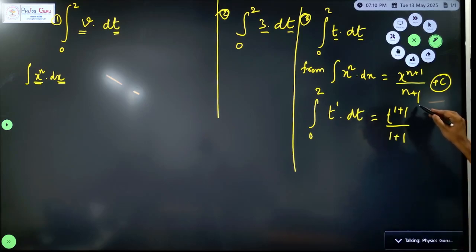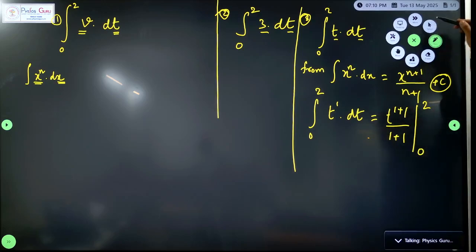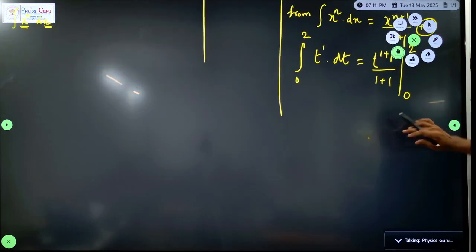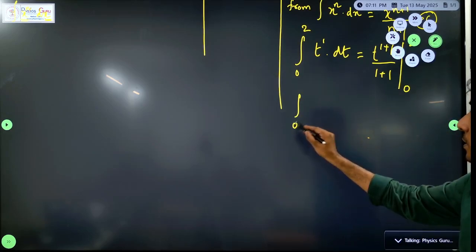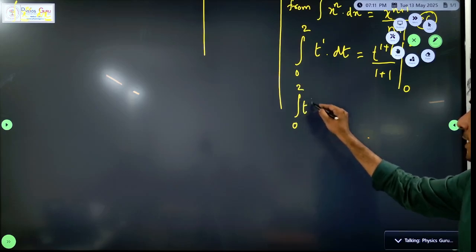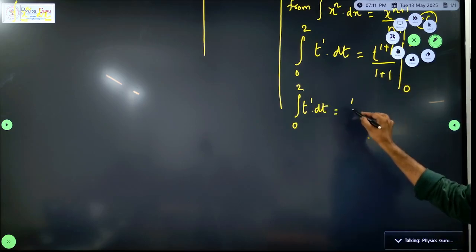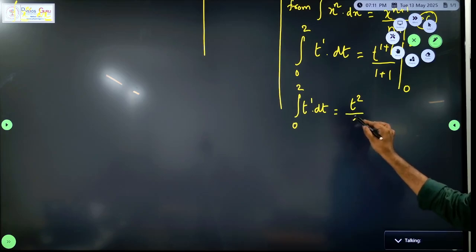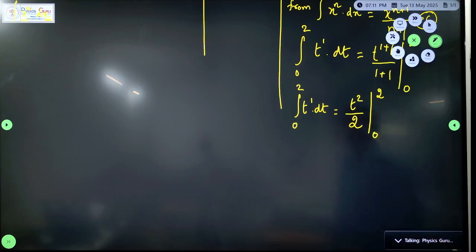Got it? And now I have to substitute the upper limit 2, lower limit 0. Upper limit 2 and lower limit 0. Shall we try this? So integral over 0 to 2 of t to the power 1 dot dt equals t square divided by 2. Upper limit is 2, lower limit is 0.